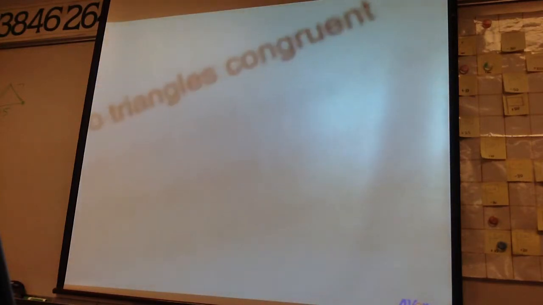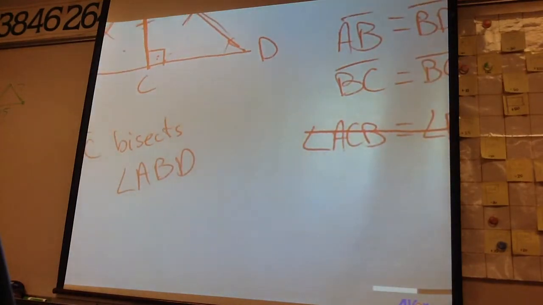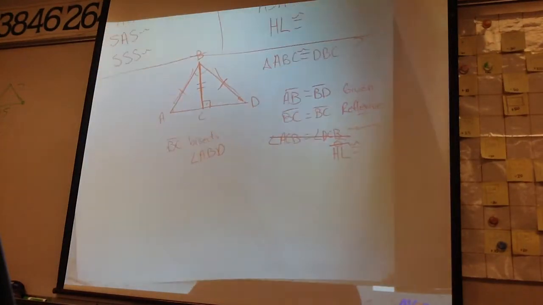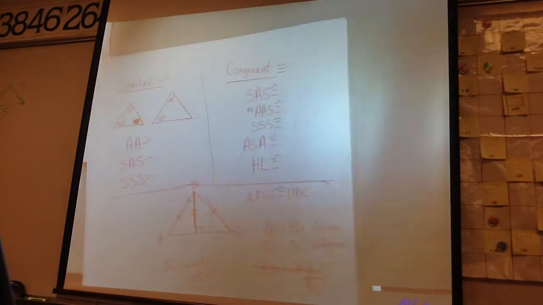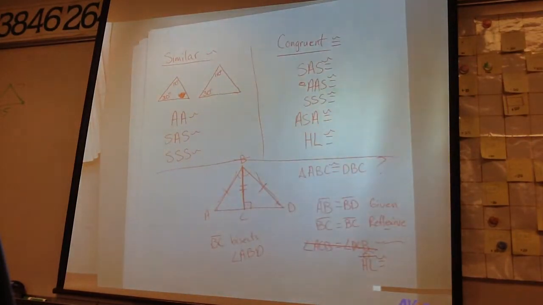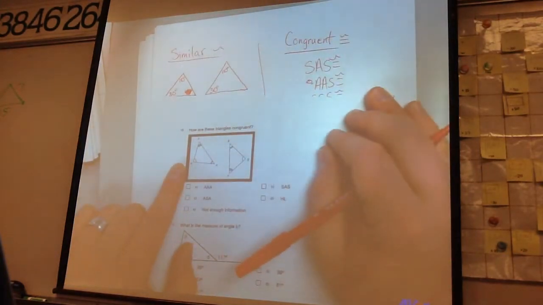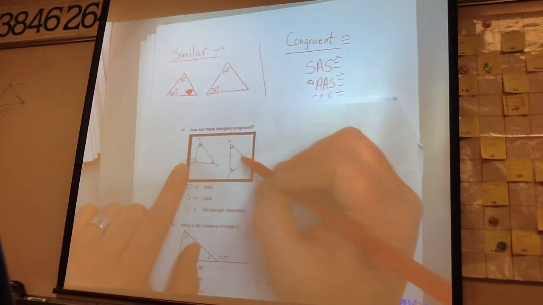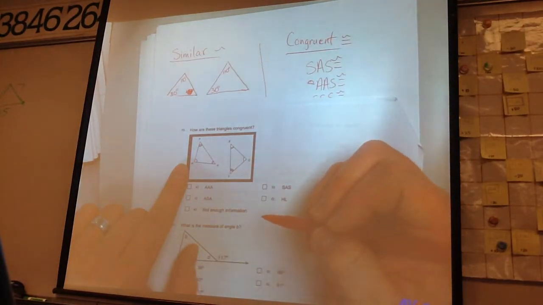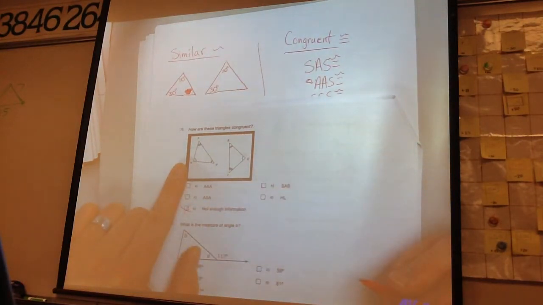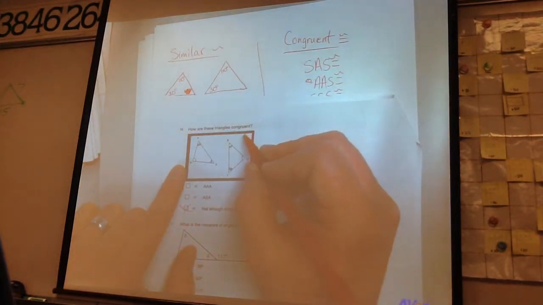Is there an AAA for congruent? Angle, angle, angle? No, that's just similarity. If you know all the angles are the same, the sides could be anything, so they're only similar. So number 10 on the packet would be not enough information. How are these triangles congruent? You know all the angles are the same, do you know anything about any of the sides? No. So therefore, not enough information. If it asked how they are similar, it would be angle, angle.